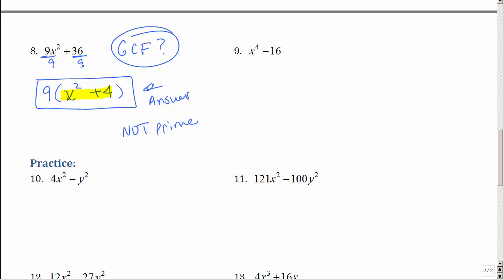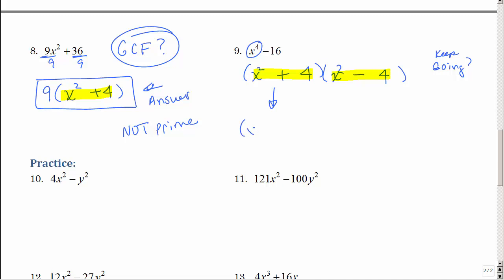Look at number 9. We have an x to the 4th. We have a minus. We have a 16. Are those the difference of two squares? Yes, it is. So what times what is x to the 4th? X squared times x squared. And 16 is 4 times 4, and of course we need a plus and a minus for those conjugates. Can we keep going? Well, let's see. That is the sum of two squares, so no, you can't do anything with that. But this is the difference of two squares, and I can keep going.